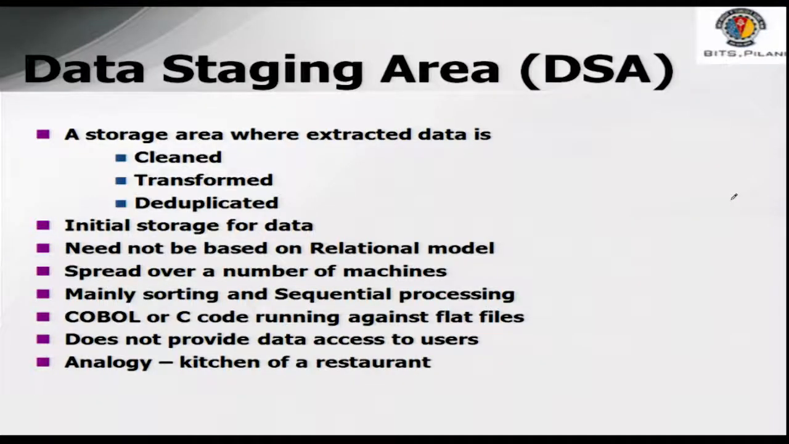The data need not be based on a relational model, although a mix of relational model and flat file structures are commonly used, and it could be spread over a number of machines. It need not be a single machine, because ETL is the major task in data warehousing, and it is not possible to do all the ETL on a single machine. Tasks which can be executed in parallel are run on different machines, and then the data is loaded onto the warehouse.